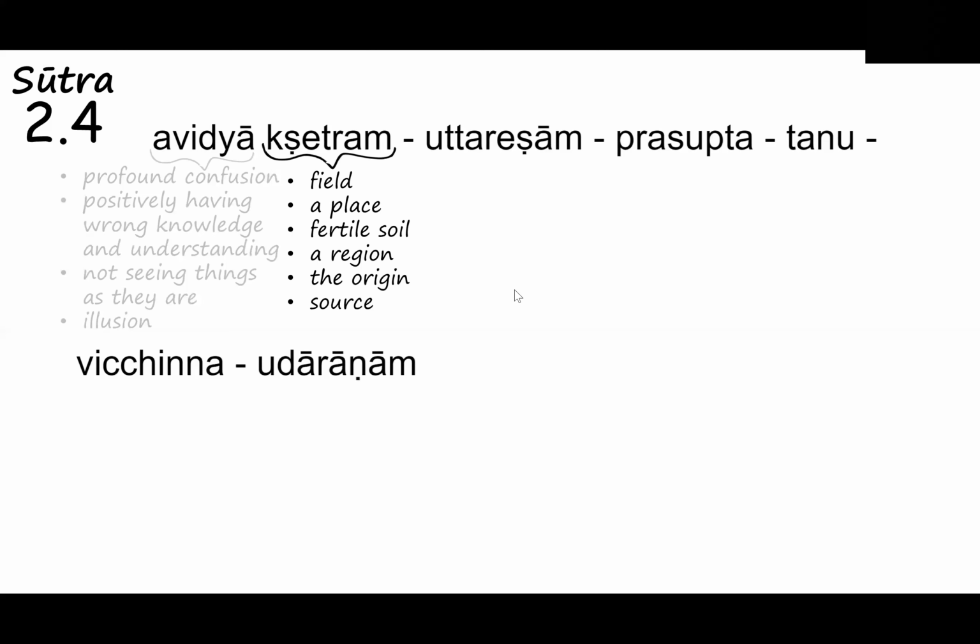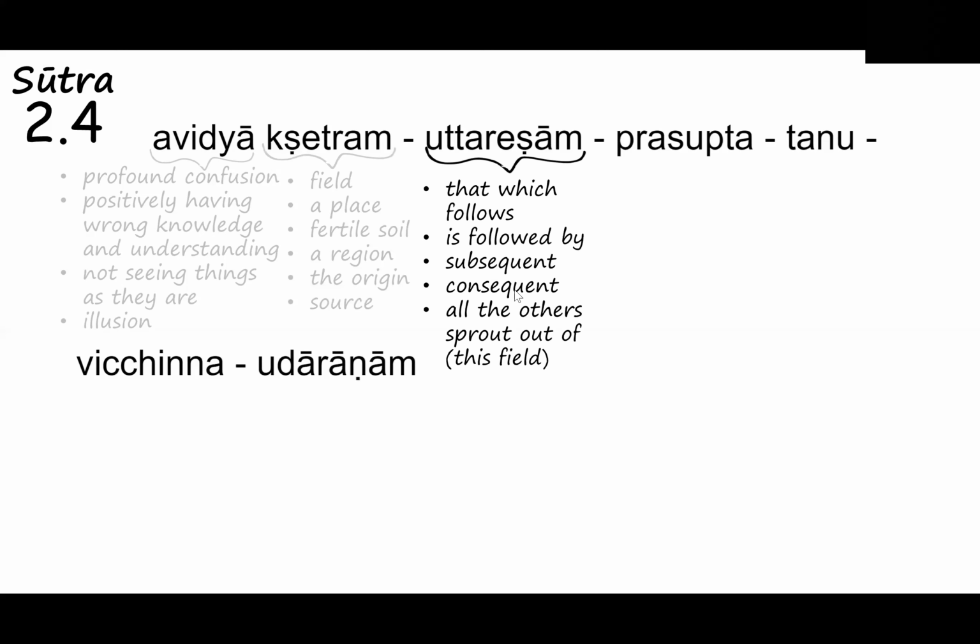Kshetram, and that's exactly what it means: field, a place. It's like the fertile ground, so we can plant seeds in this fertile soil for other things to sprout. So kshetram means field. Straightforward. Uttaresham means that from this field, or following the fact that this field exists, some other things can happen. Some other things can sprout out of that which already is, that provides the ground or the space or the fertile soil for them to sprout.